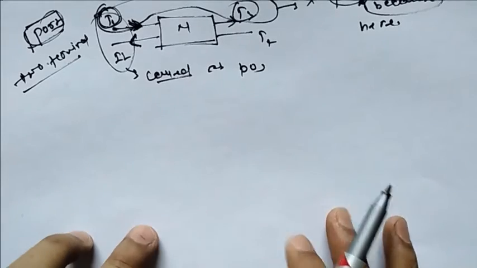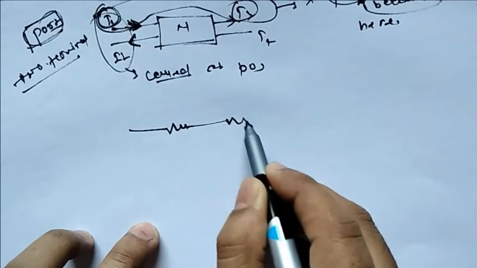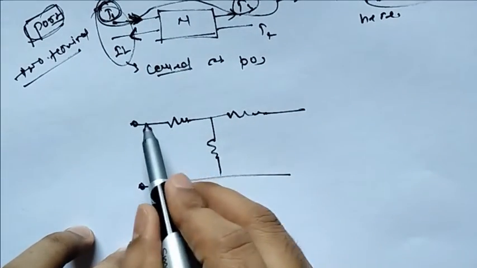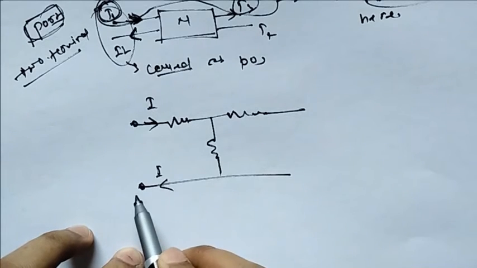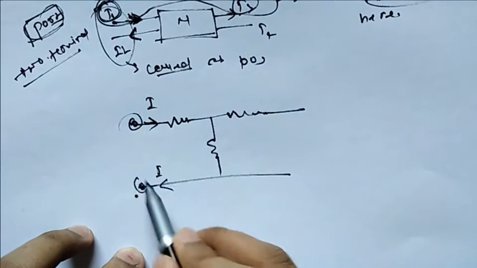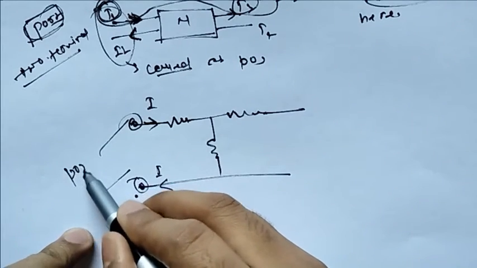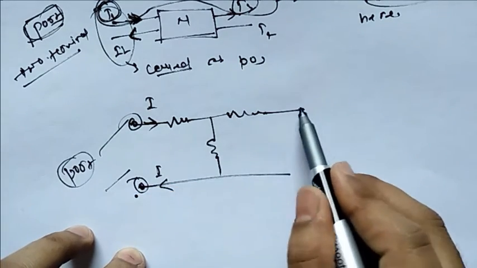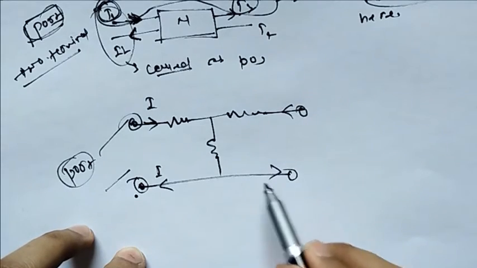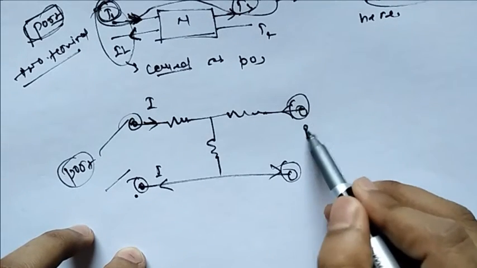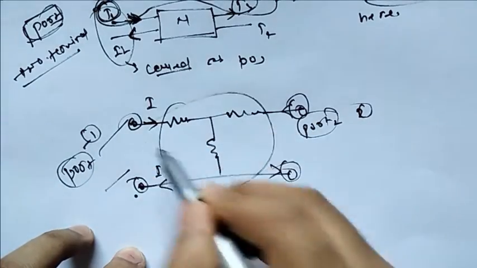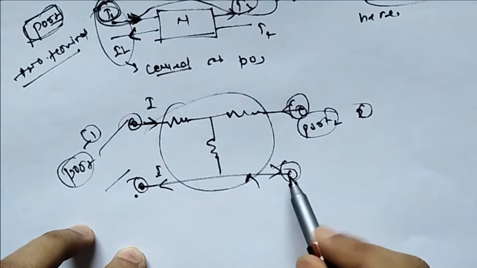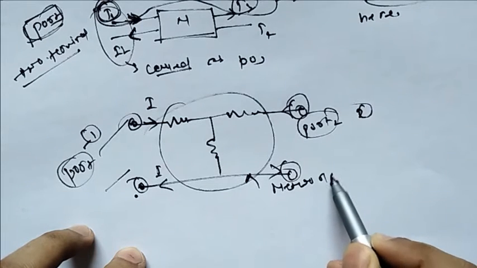Now suppose I am taking a network, then the current I will be coming in from here and coming out from here, so these two terminals will be termed a port. And if there are two ports in one network, suppose this is the second port, the current entering will again be the same. So this is port 2, and this is port 1. This type of network is called a two-port network.